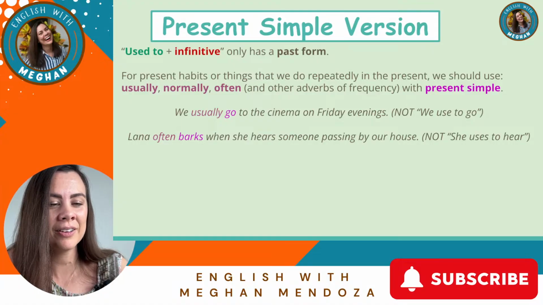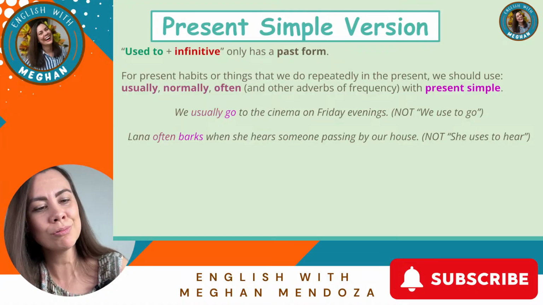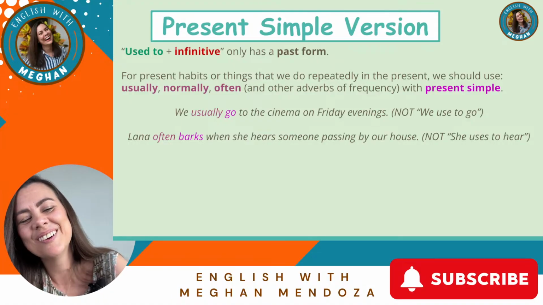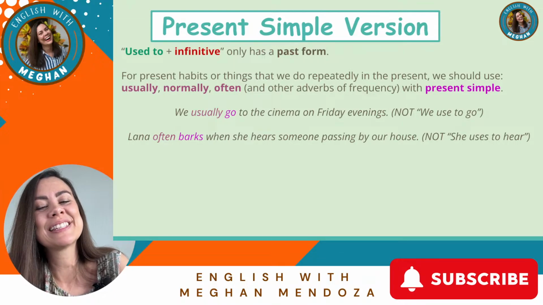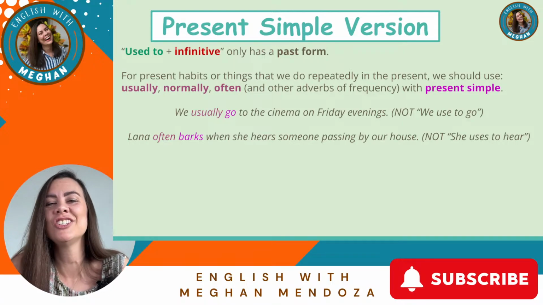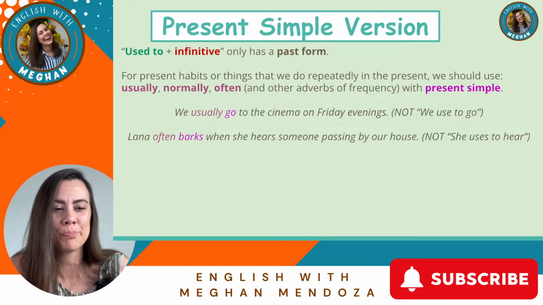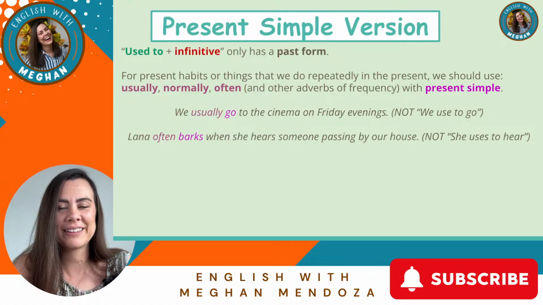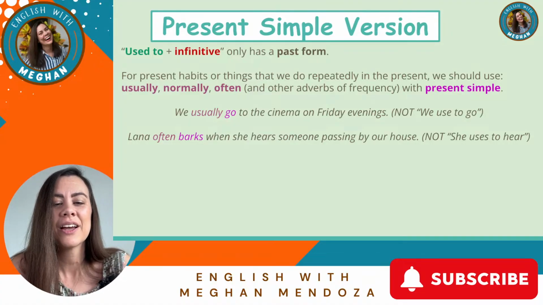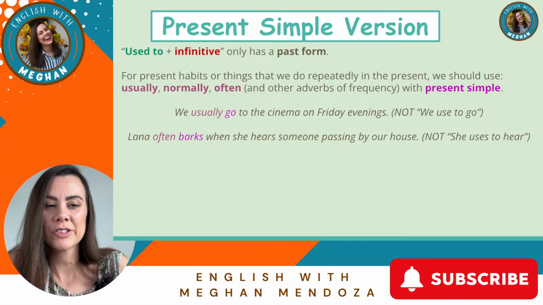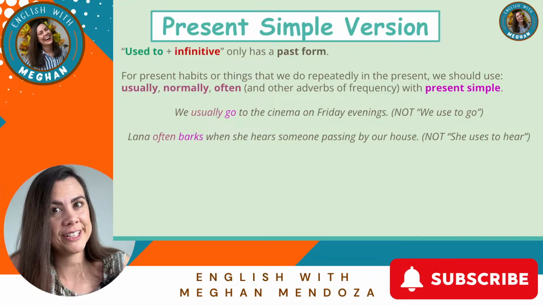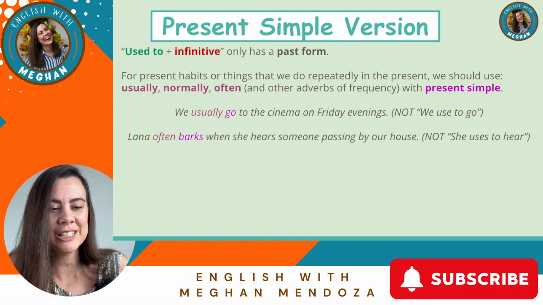Lana, my dog, often barks when she hears someone passing by our house, okay? We can't say she uses to hear or she uses to barks or something like that. That does not make any sense, okay? It's she often barks. Often or often, however you want to pronounce it is good.